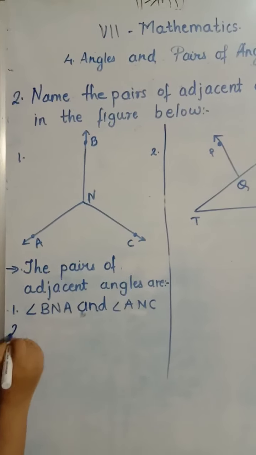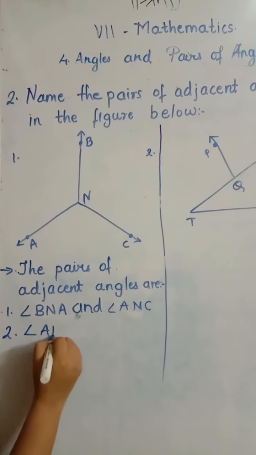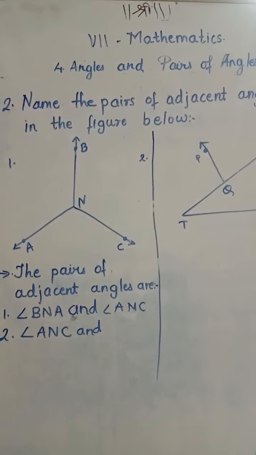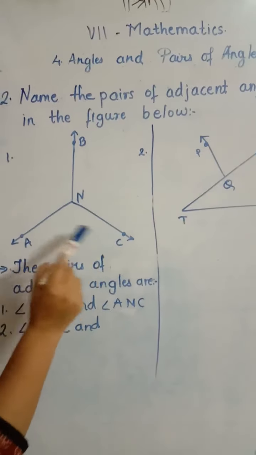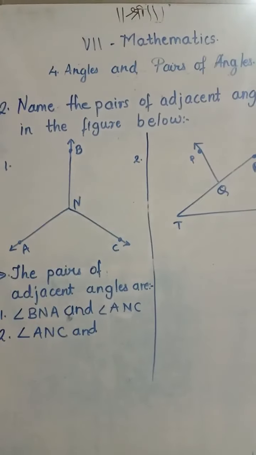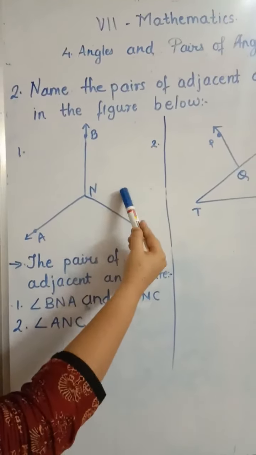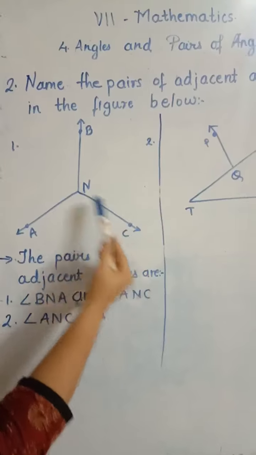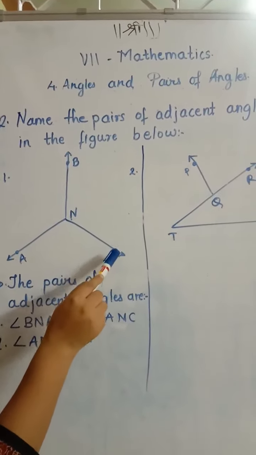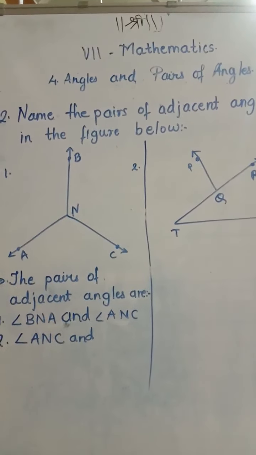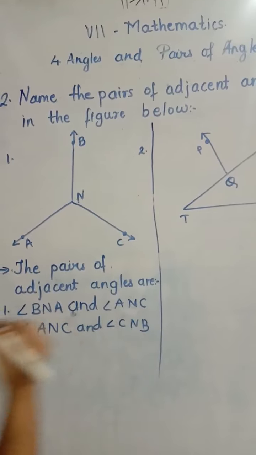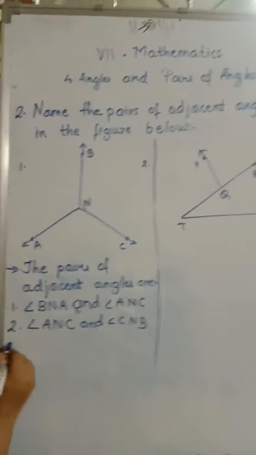Now I will take angle ANC, and see, angle ANC is this interior. Is this separate interior? So these two have separate interiors, a common arm and a common vertex. So ANC and CNB. Did you understand? Now the third pair.